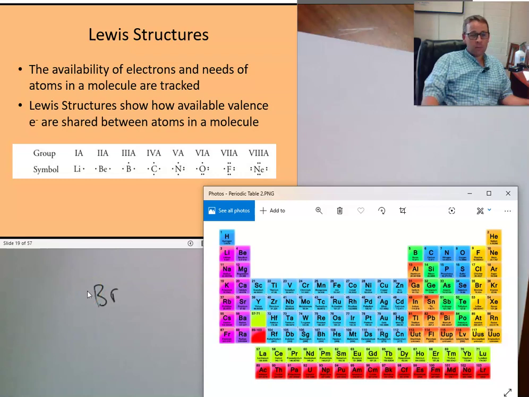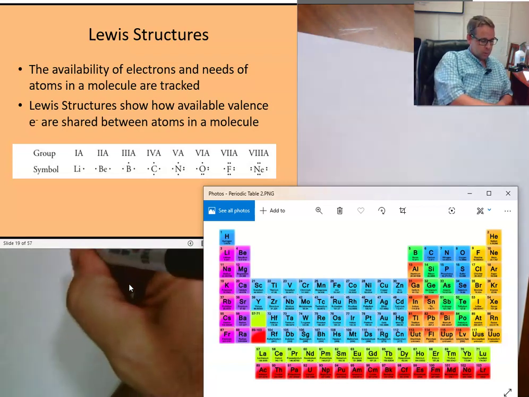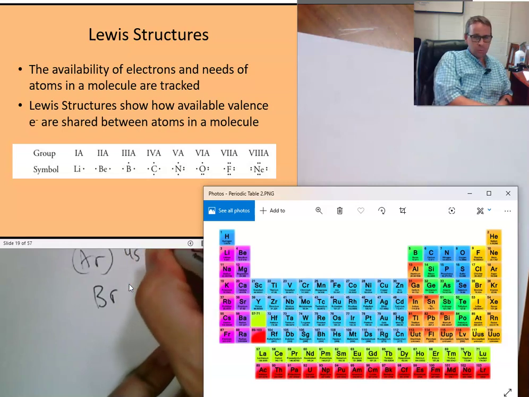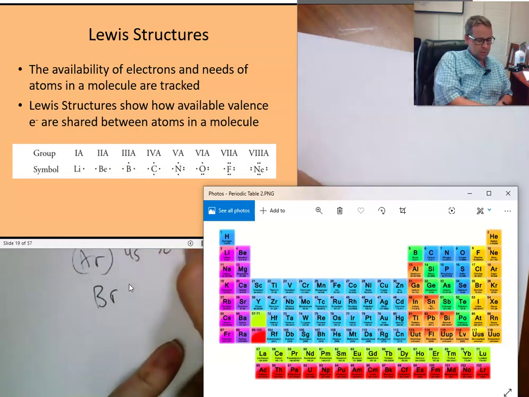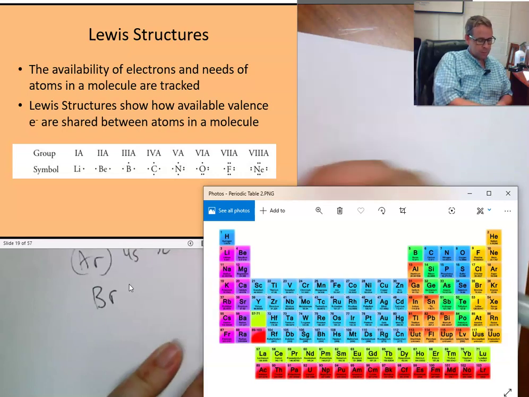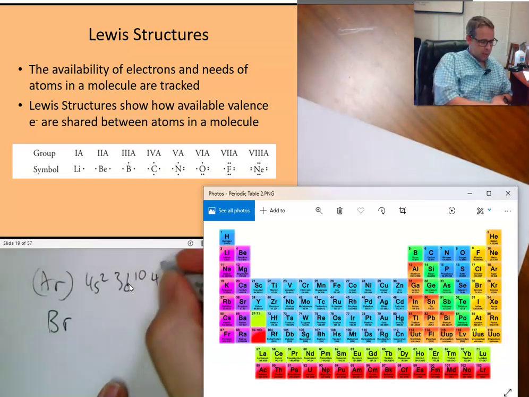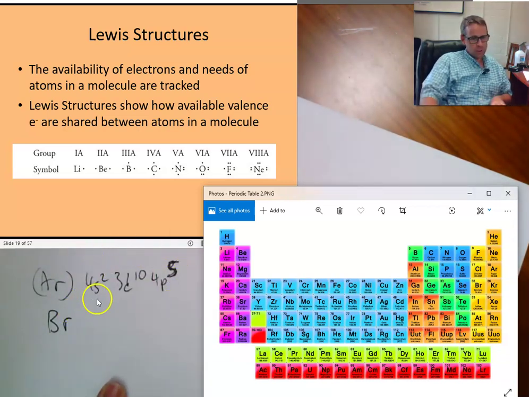Now, Landon might have just come in, so he didn't catch how easy that was. We could have done our electron configuration for bromine: argon 4s2, 3d10, 4p5, sorry, 4p5. That's the electron configuration for bromine. And then we can count up: 2 plus the 5, that's our 7 valence electrons.